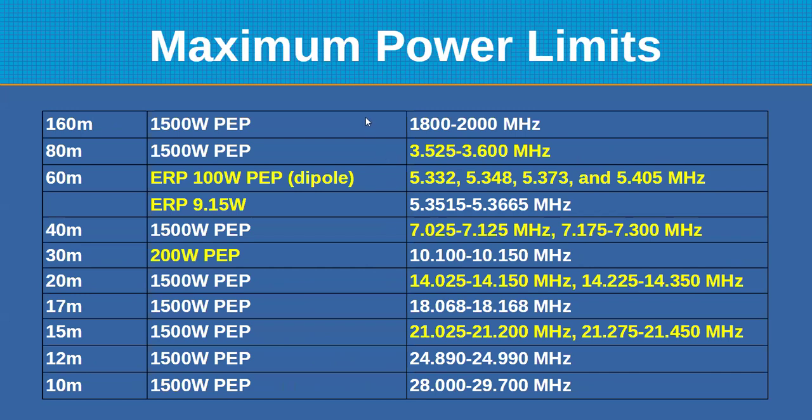And here's just a list of, for most of the bands, what the power limit is. Like on the 160-meter band, the entire band is available at 1500 watts. On 80 meters, you have this upper subband. We talked about the 60, where you're limited to 100 watts on those 4 channels.